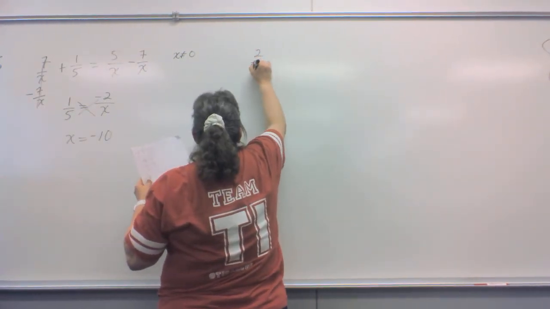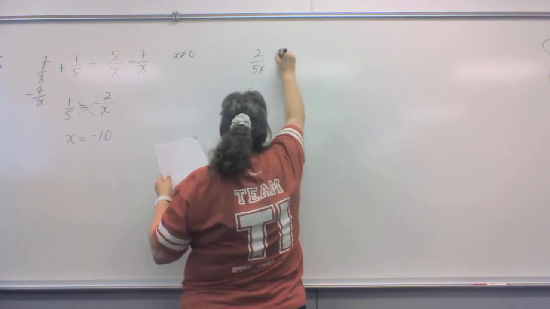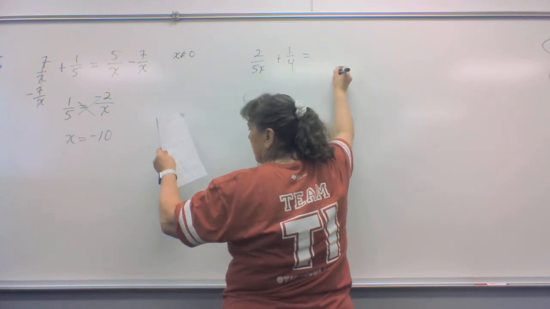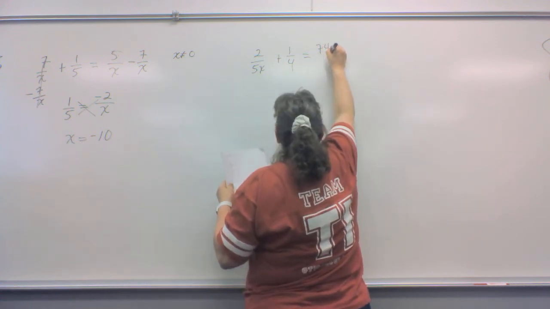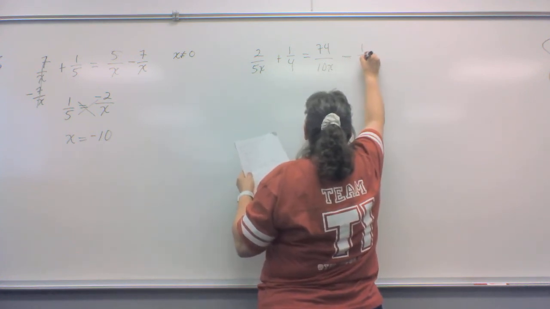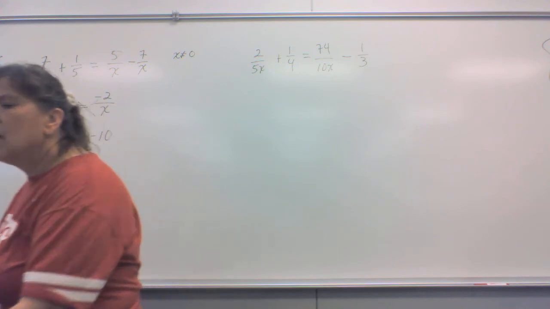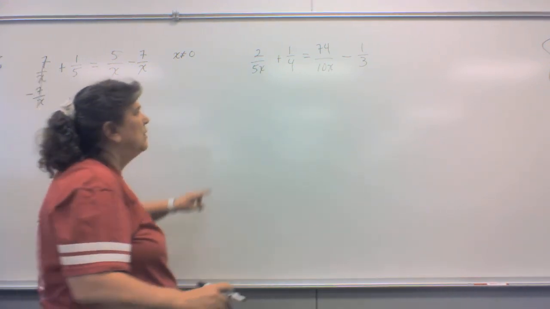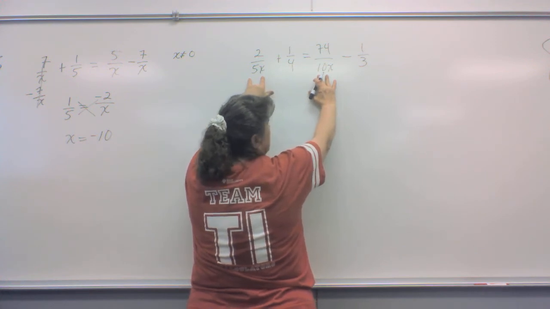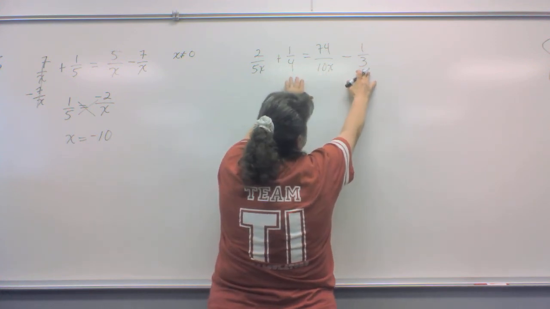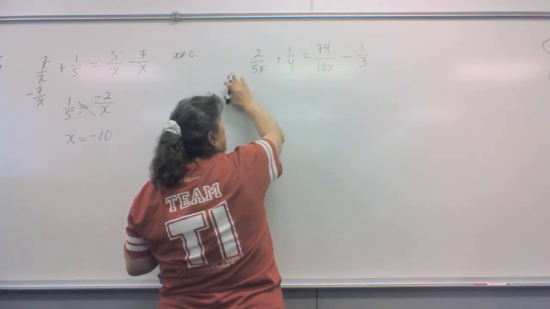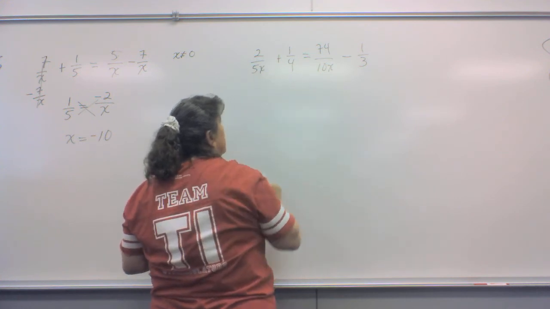2 over 5x plus 1/4 is equal to 74 over 10x minus 1/3. This is the most complex one in the homework assignment. Notice these two both have x in the denominator. These two are simple fractions. So I want my simple fractions on one side, my variables in the denominator on the other side.